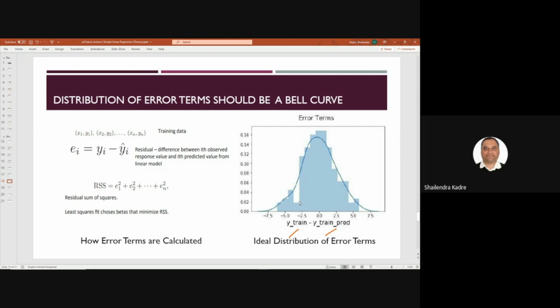A histogram you can plot with just half a line of command in Python. You have minus 7.5, minus 5, minus 2.5, 0, 2.5, 5, 7.5. Just put it in a list or array, and with one command of matplotlib or seaborn, you can plot this histogram. So it's no big deal to plot a histogram like this. So you plot the histogram, and it should be near to a bell curve.